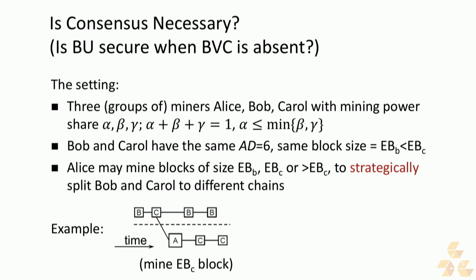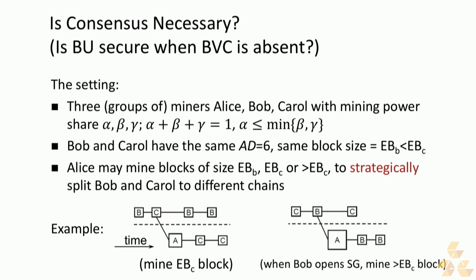Here's an example. Alice mined a block which is larger than EB Bob, which is EB Carol, so that Carol will think of it as a valid block and keep mining on top of it, whereas Bob will ignore this block and consider it as an invalid block. By mining a block of size EB Carol, Alice successfully split the mining power of Bob and Carol. Here's another example. When Bob's sticky gate is open, Bob will accept blocks of any size. In that case, Alice can mine a block that is larger than EB Carol, so that Bob will think of it as a valid block, whereas Carol will reject the block. Is that clear? Okay.